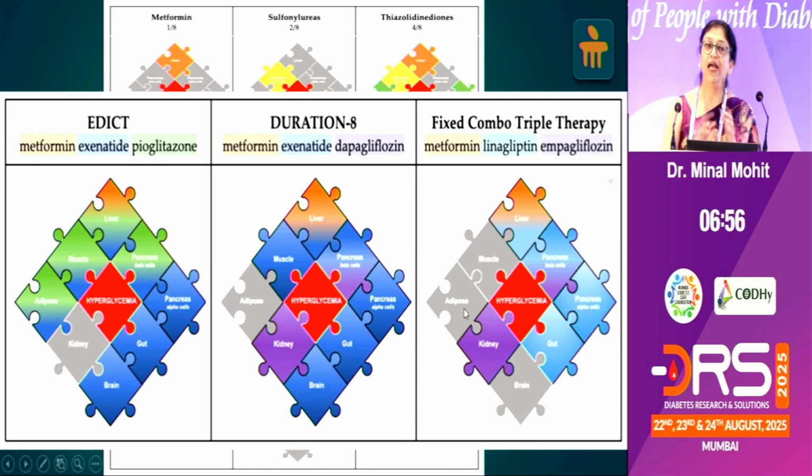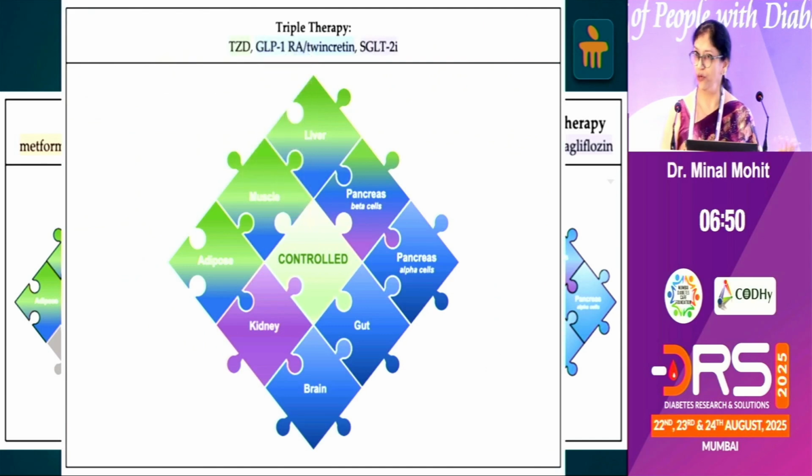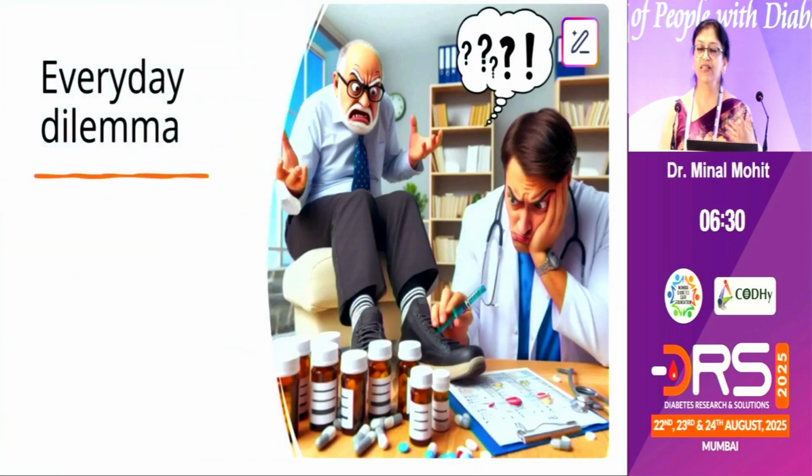So any drug combination that gives you 8 out of 8, yes, you can do that also. Now you have twincretin. So you use a twincretin with a thiazolidinedione and an SGLT2 inhibitor and you will cover all 8 of the pathophysiological defects. But what will you do? You will be giving your patient a plate full of medicines. Pills, pills and more pills. The pill burden, this is what we are discussing. And this will be the status of your patient.